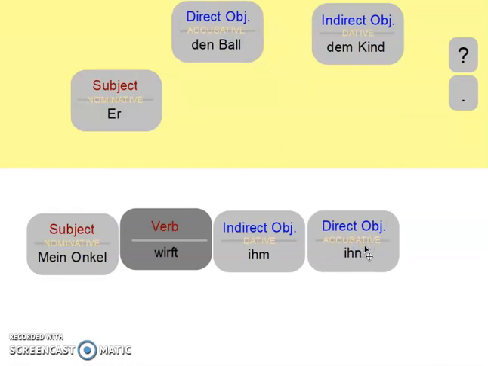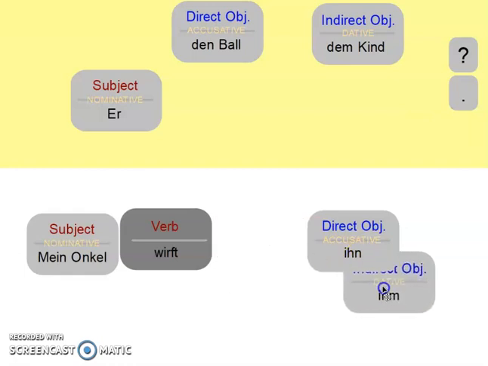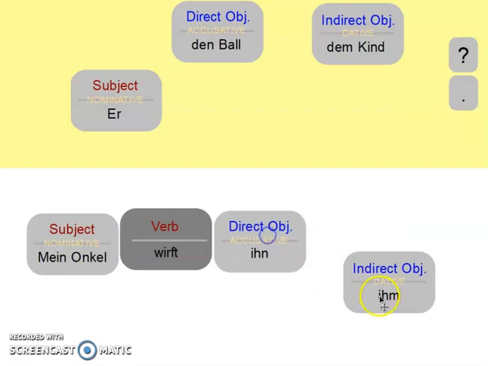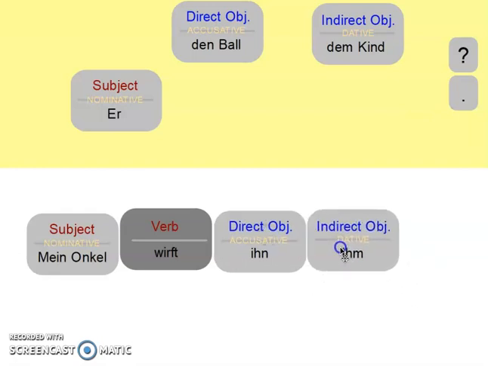in German. When we put these as pronouns, and we have two pronouns right next to each other, we actually have to flip-flop this order here. And our direct object comes first, and then our indirect object comes next, and that is what sounds best in German. Mein Onkel wirft ihn ihm.